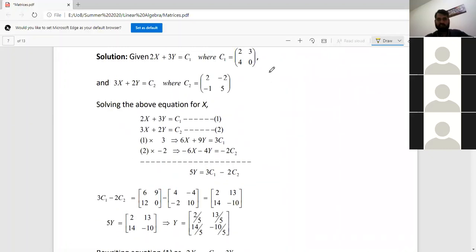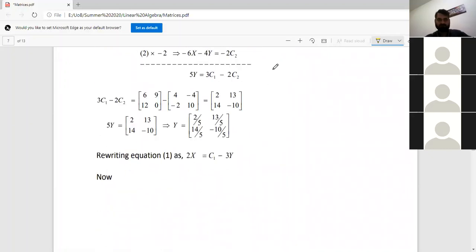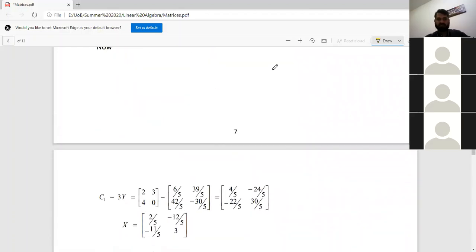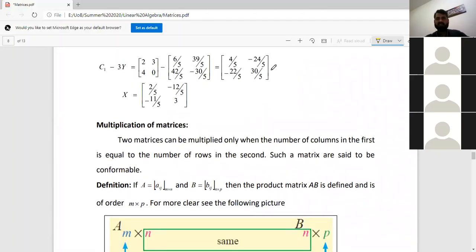So you can check these solved examples on your own. These are very simple examples which you can easily solve.